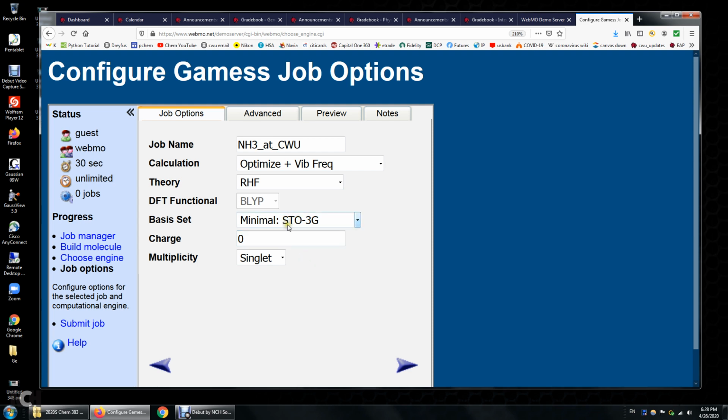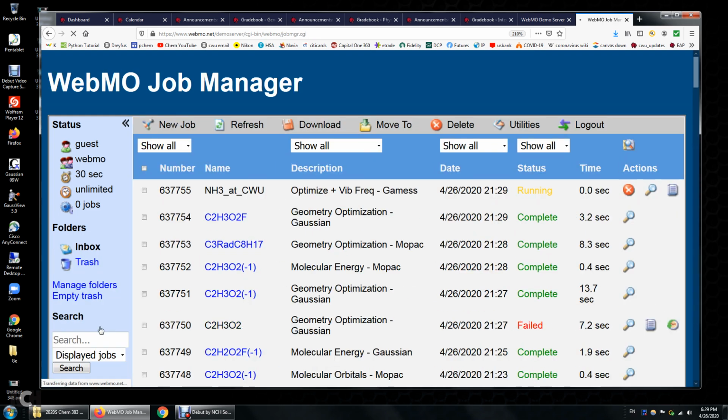STO means Slater type orbitals. Zero charge. We're gonna do singlet again. Again, the multiplicity is 2S plus 1 because there's zero unpaired electrons. We have a spin equals zero, and 2S plus 1 is 1, so that's a singlet. Let's submit the job. It's running.